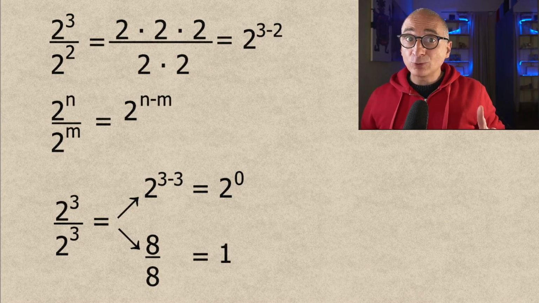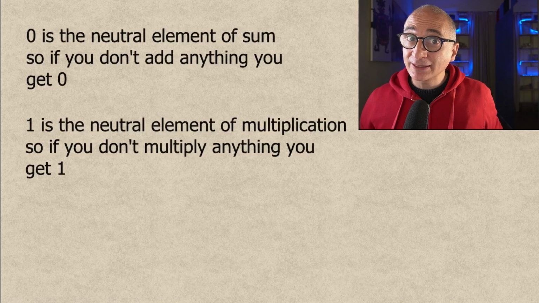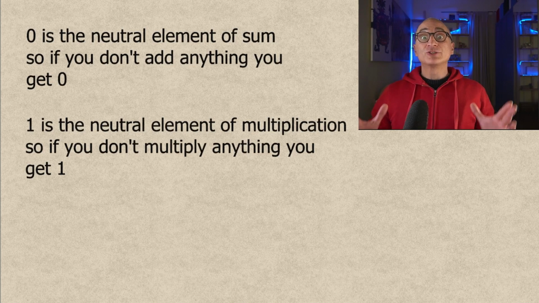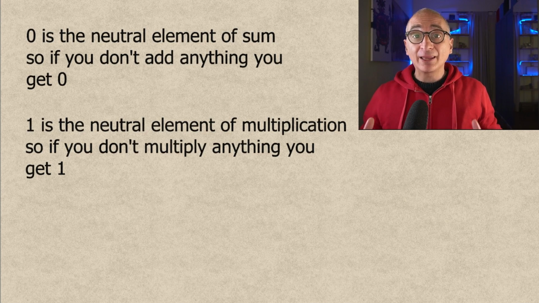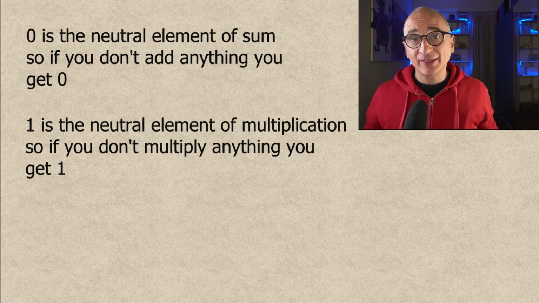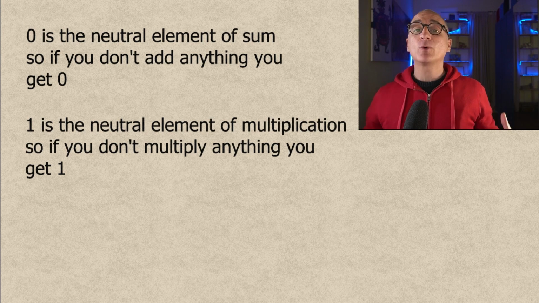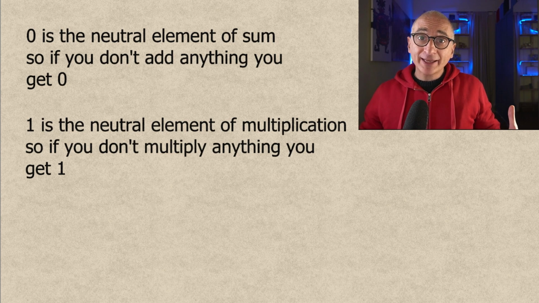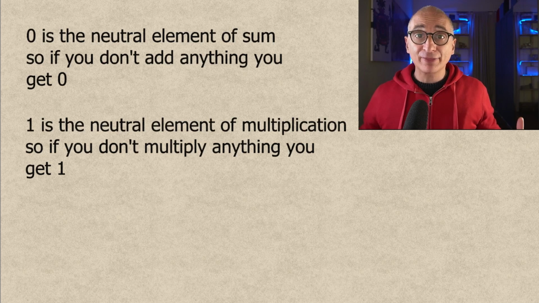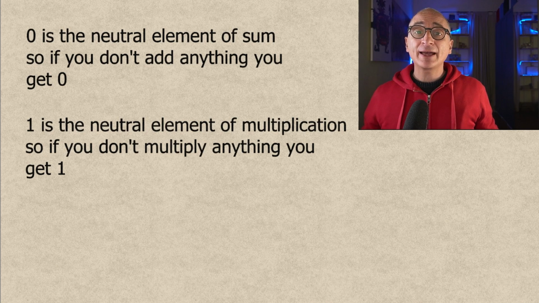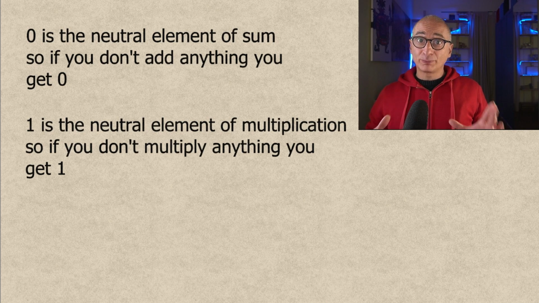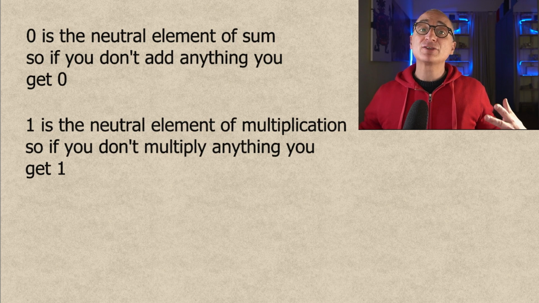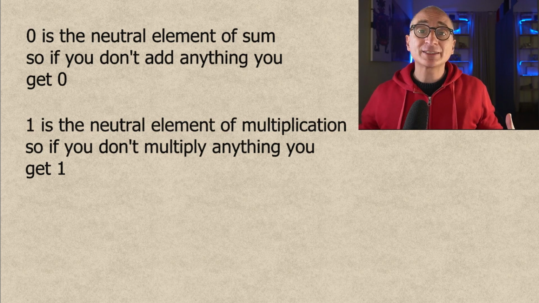And now you want more abstract proofs. And here you go. So 0 is the neutral element of the sum operation. So if you don't add anything, you get 0. Likewise, 1 is the neutral element of the multiplication. So if you don't multiply anything, you get 1. And I want to clarify these 2 points. So if you have to add numbers, you will start from 0.